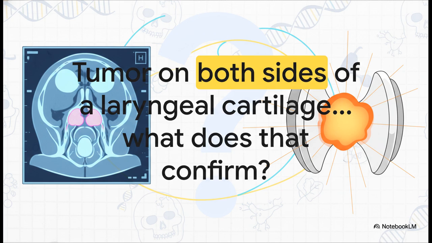Okay, and we're going to end with this one final challenge. You're looking at a CT. You see definite tumor on both sides of a laryngeal cartilage, inside and out. What does that one finding definitively confirm for you? The answer? Transmural cartilage invasion. It is the single most reliable sign.